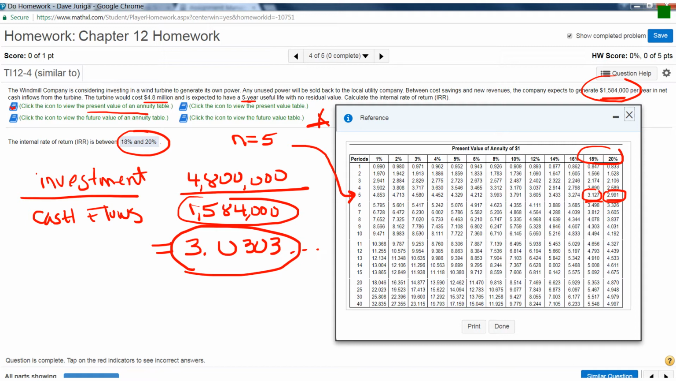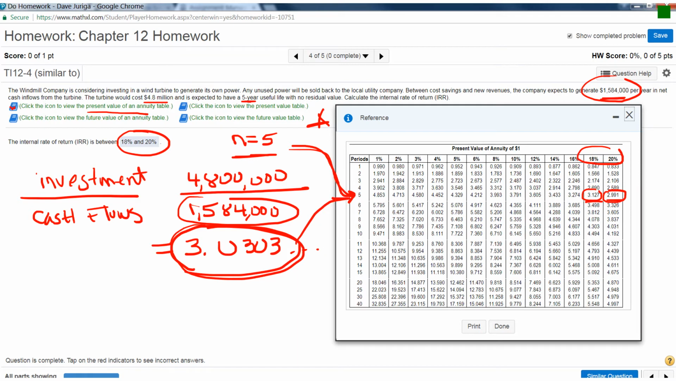But this is how you would do this particular problem with IRR. Again, you take the investment, divide by your cash flows. Because it's an annuity, you can do it like this. Just divide by one number. That gives you the table factor you're trying to find. It's a 5-year life, so you go to the periods where it says 5, and you're simply trying to locate where this number falls in the table.